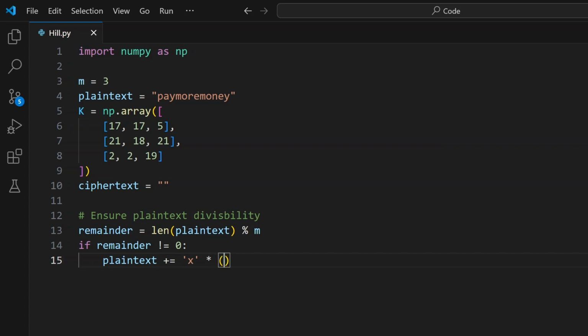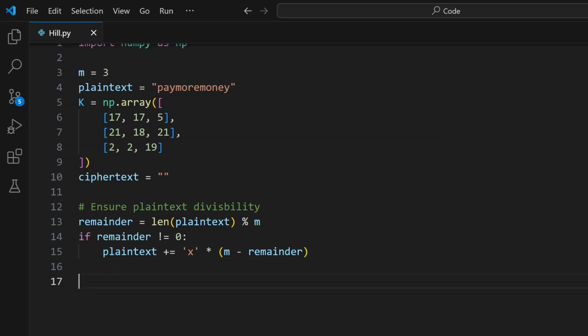So the number of x's that we need to add is m minus the remainder. So if the remainder is 1, we have to add 2 x's. In the case of 4, that would be 3 minus 1, which would be 2. So we need to add 2 x's so that the total count is 4 plus 2, which is 6, and 6 is divisible. That's how I figured this out. So that's how you make sure that the plain text has a total number of letters that is divisible by m, whatever m is in your case.